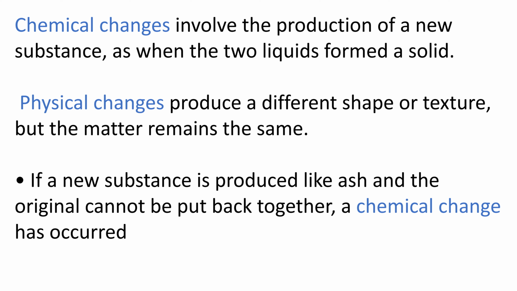So chemical changes involve the production of new substances. A new substance is formed, as when two liquids form a solid. Physical change produces a different shape or texture, but the matter remains the same. The same kind of matter I have, I still have. If a new substance is produced like ash and the original can't be put back together, this is an indication that a chemical change has occurred.